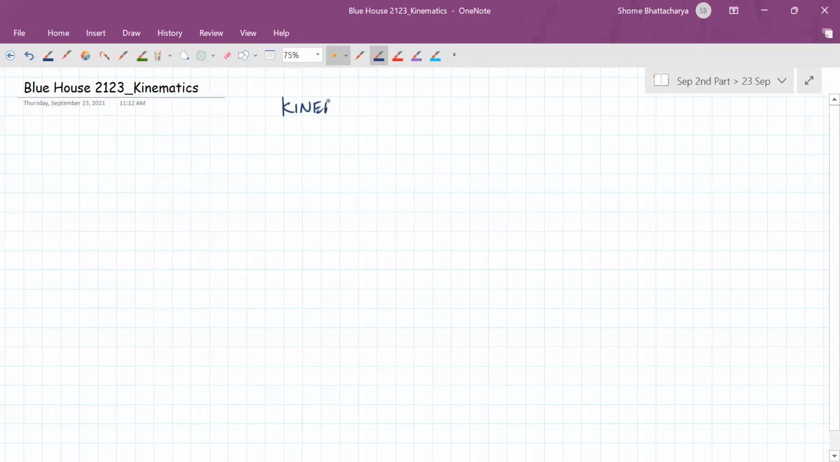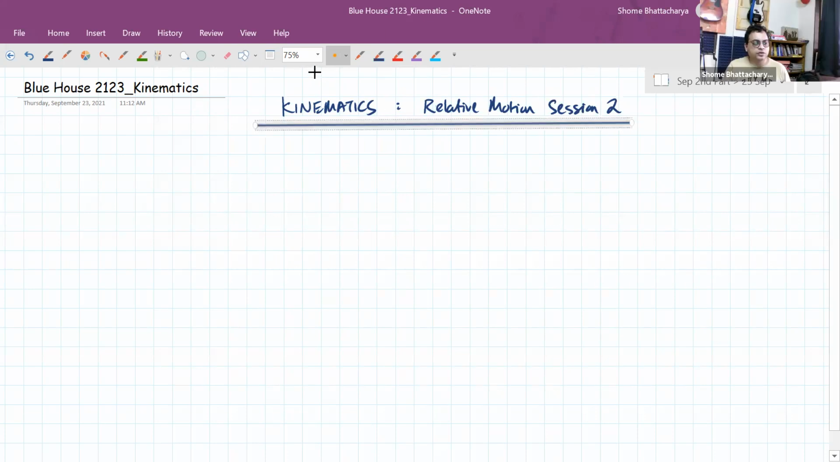Let's begin today's session. In the last lecture, we have been discussing relative motion. So we'll continue from that point onwards today. Okay, so far we have discussed the relative motion parameters.